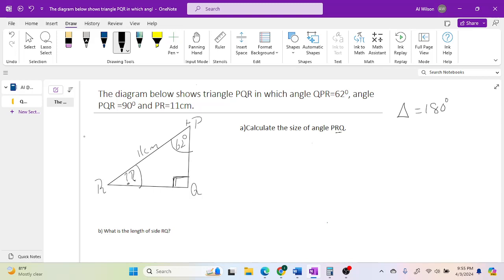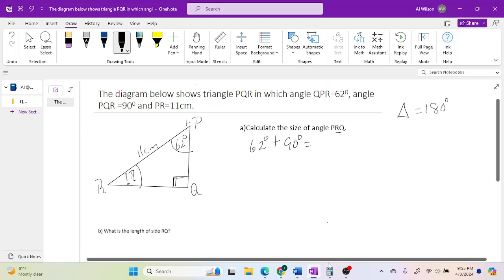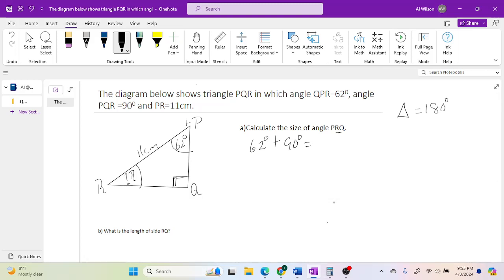So what do we do? Well, a triangle has three angles, and we know two of them. They are my 62 degrees, which is at P, and my 90 degrees, which is at Q. Using that information, 62 degrees plus 90 degrees is 152 degrees. And now that we have two and we need one more, it's 180 degrees, which is the sum total, minus 152 degrees, which is equal to 28 degrees. So that's the first part.